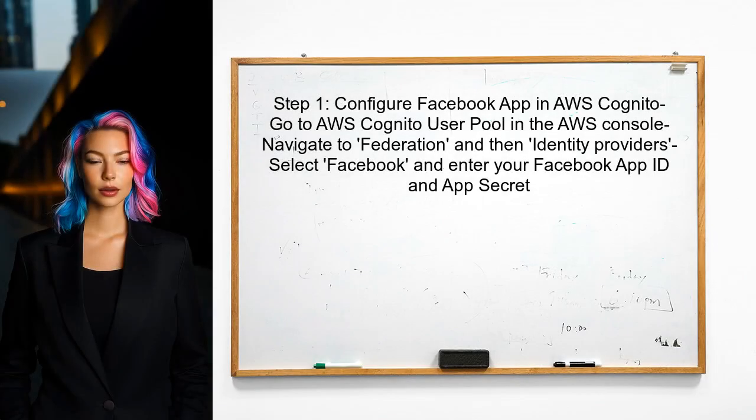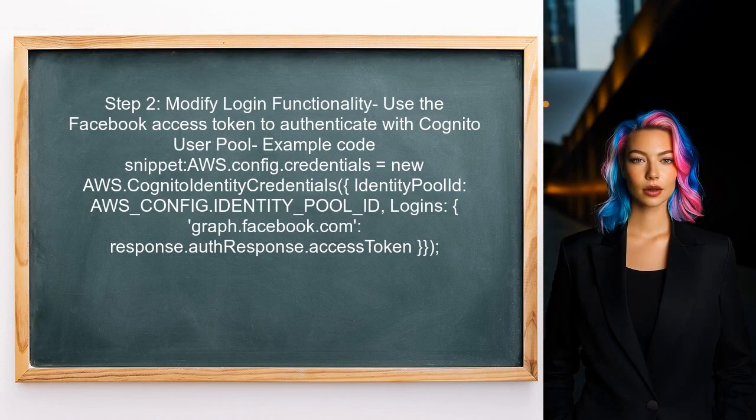To integrate Facebook users with the existing AWS Cognito user pool, the user should first ensure that their Facebook app is properly configured in the AWS console. This includes setting up the Facebook app ID and secret in the Cognito user pool settings. Next, the user needs to modify the existing login functionality to include a call to the Cognito user pool for authentication. This means using the Facebook access token obtained during the login process to authenticate with the user pool.